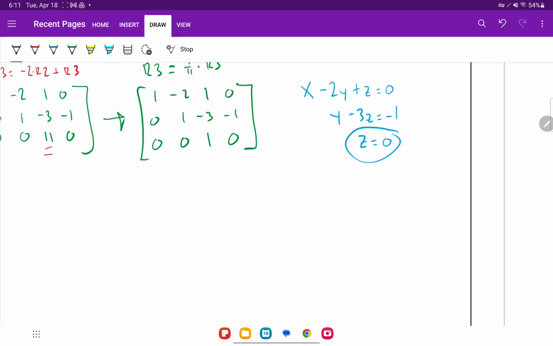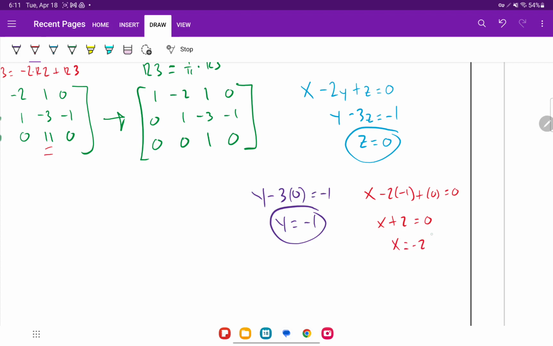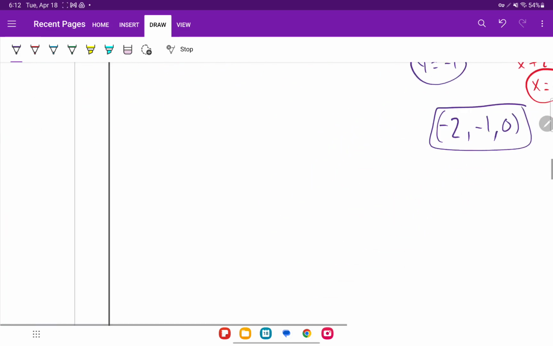So to get y, we use the one above it. So y minus 3 times 0 equals -1. So y equals -1. And then last, on the top equation, x minus 2 times -1 plus 0 equals 0. So we have x plus 2 equals 0, and x equals -2 when we subtract. So my solution is -2, -1, and 0. All right, let's take a look at the next one.